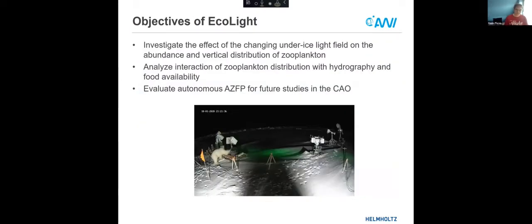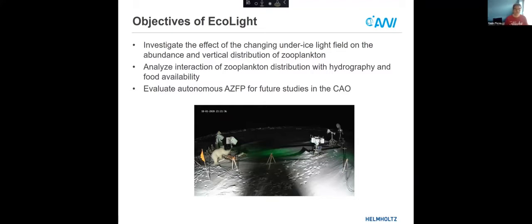So the objectives of this small module of Ecolite about which I will talk today, which is the AZFP, the Acoustic Zooplankton and Fish Profiler that we put out in the Arctic Ocean, were to investigate the effect of the changing under-ice light field on the abundance and vertical distribution of zooplankton, and then to analyze the interaction of zooplankton distribution with hydrography and food availability, and obviously also sea ice conditions. And last but not least, to evaluate how an autonomous AZFP could function in the Arctic Ocean.